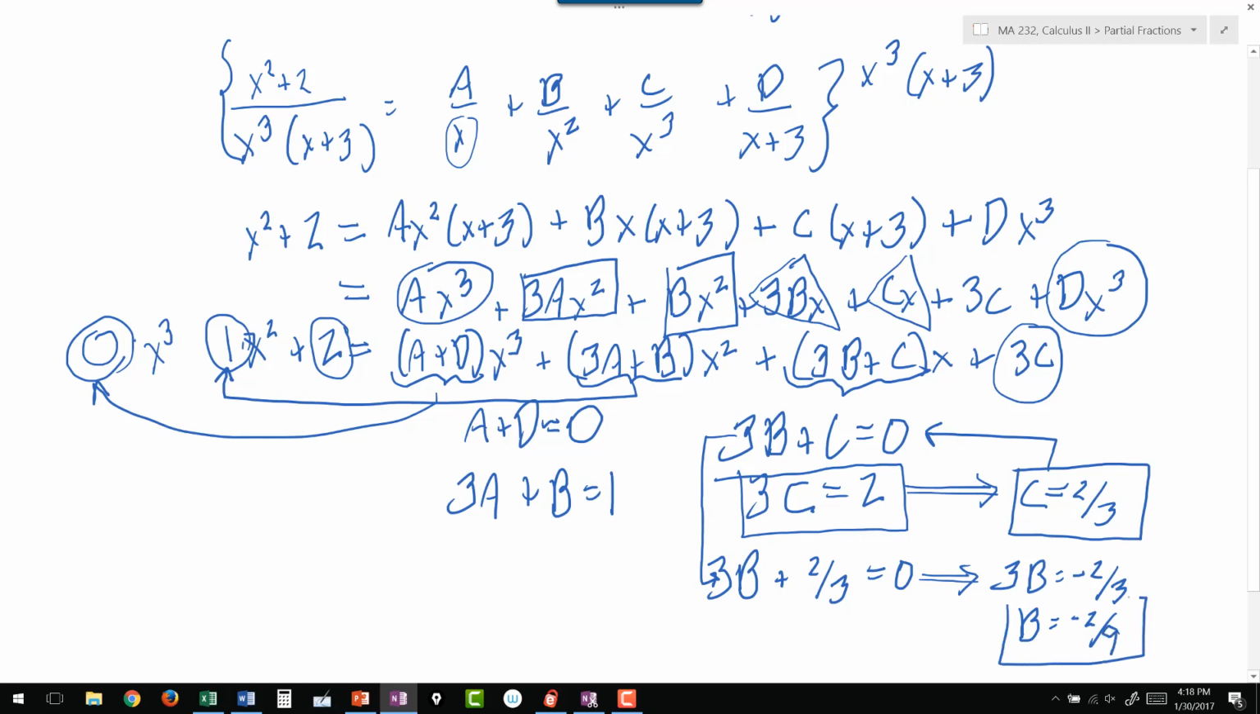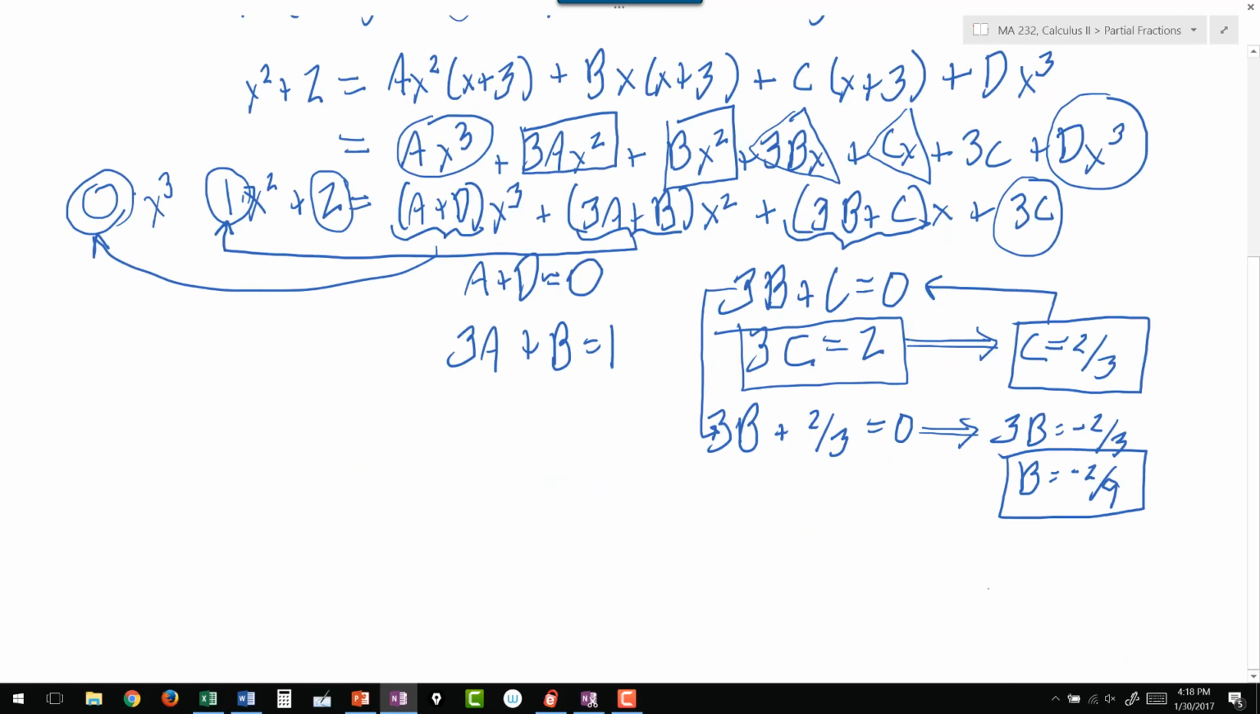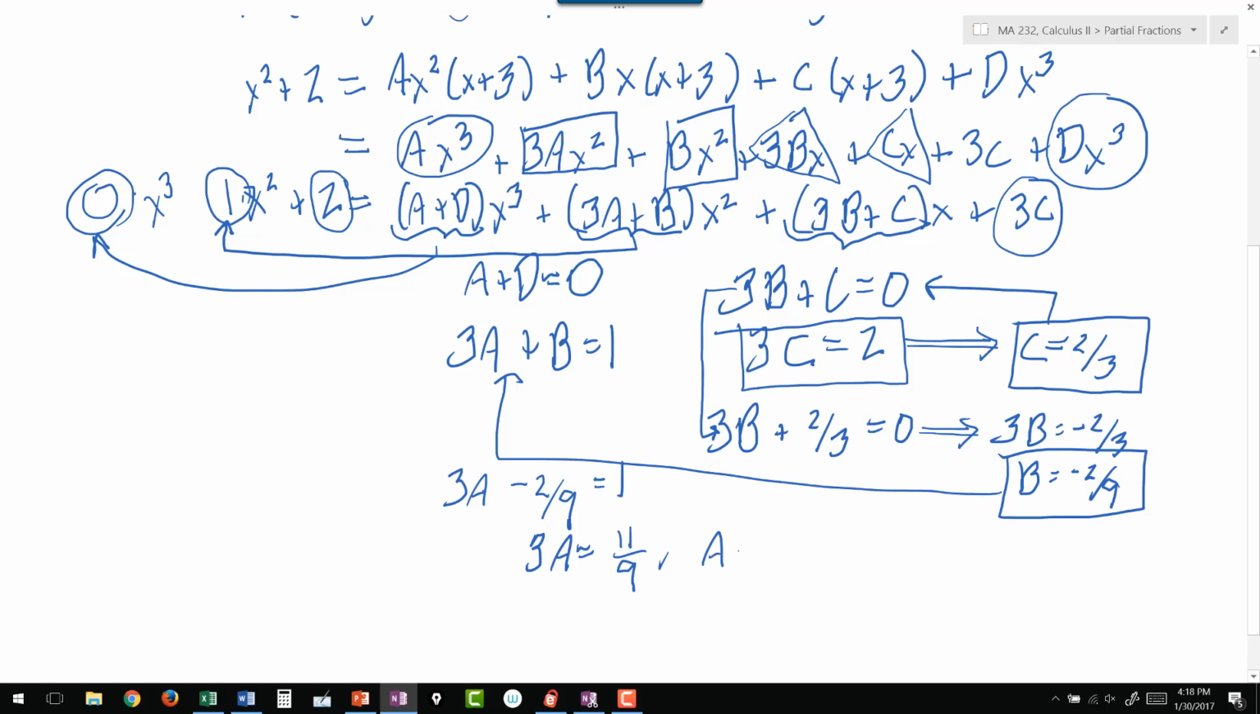So I have 2 of my unknowns done. Now that I know b is equal to minus 2/9, I can use this second equation to figure out a. It tells me that 3a plus b is equal to 1. That makes 3a equal to 11/9. So a is 11/27.